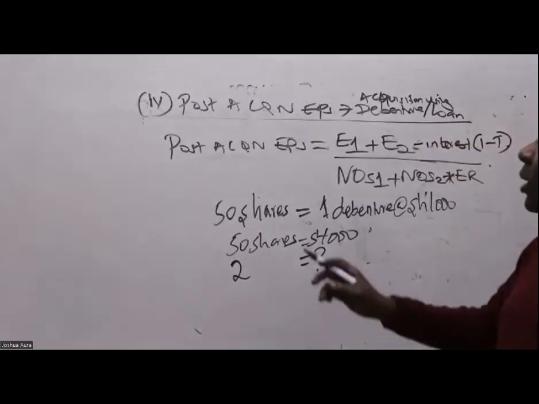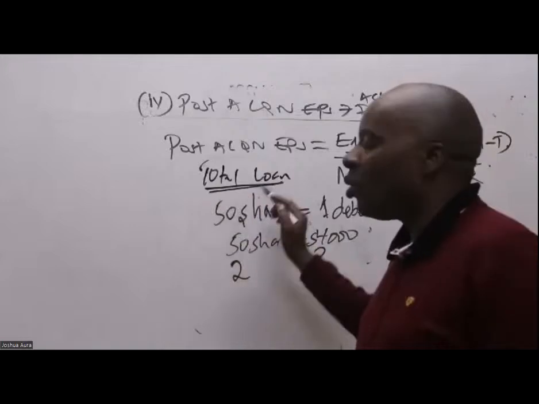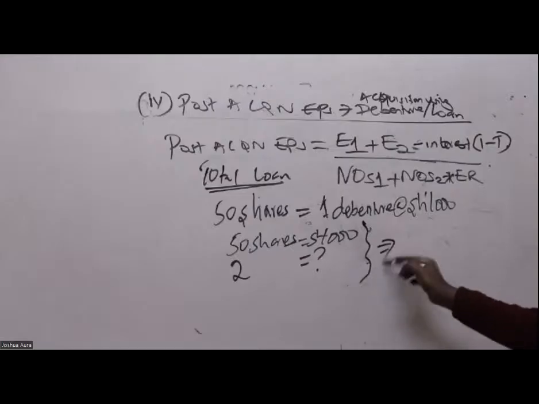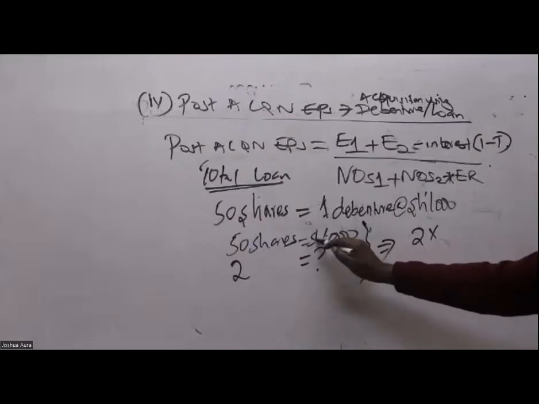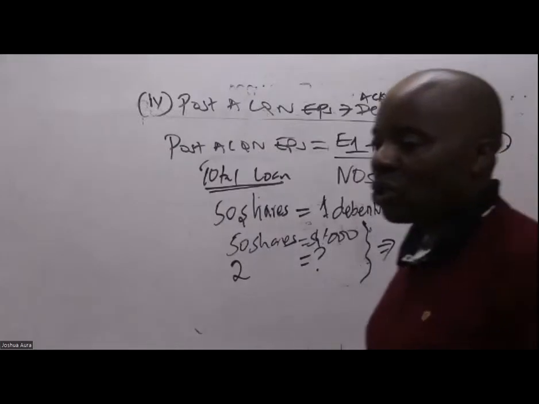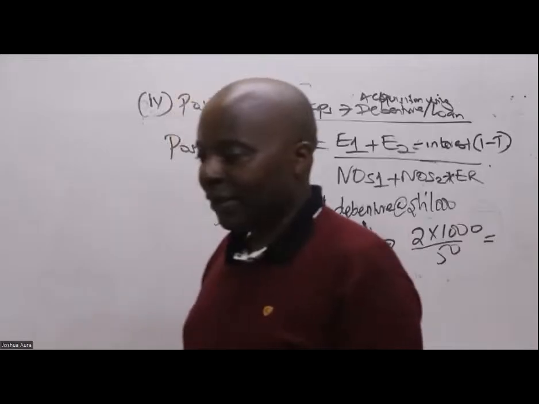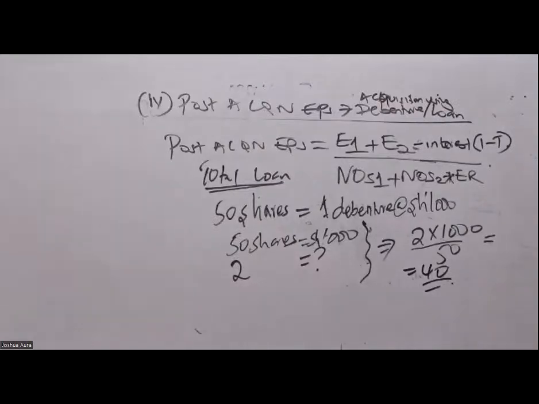So in short, what I want to do here is to get the total loan. I'm doing a working for the total loan. So come here and cross multiply. When you cross multiply, this will be 2 times 1,000, all over 50. So what is the total loan? They are telling me it is 40. This is the total loan.